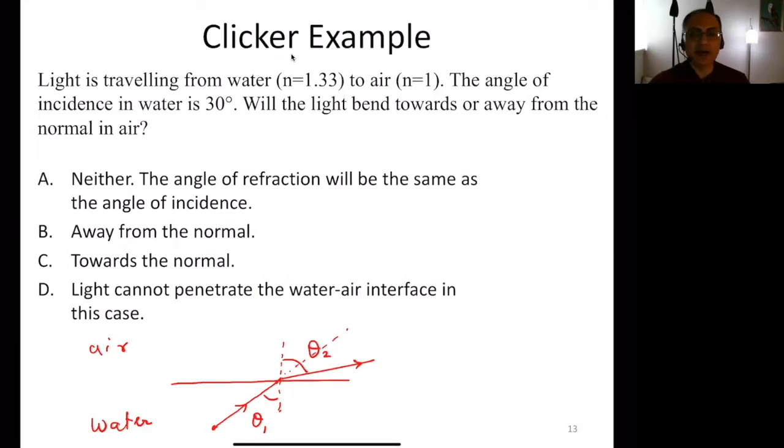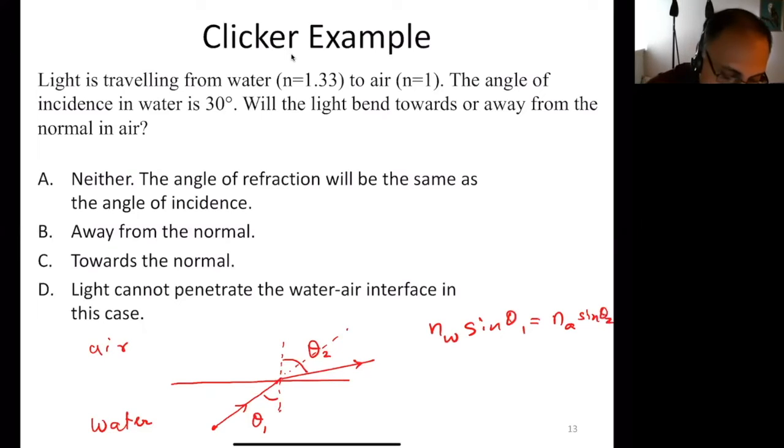So we just need to figure out what is the relationship between theta 1 and theta 2, right? Is theta 2 greater than theta 1, or is it less than theta 1? Greater than theta 1 would mean away from the normal. Less than theta 1 would mean towards the normal. So to answer that, we just apply Snell's law. N water sine theta 1 is equal to N air sine theta 2. And so you can see that sine theta 2 is equal to N water divided by N air times sine theta 1.